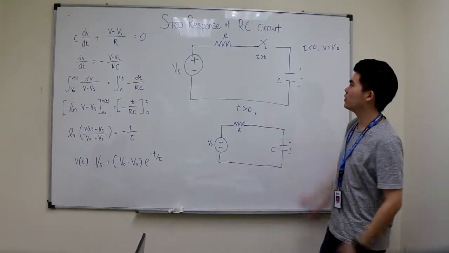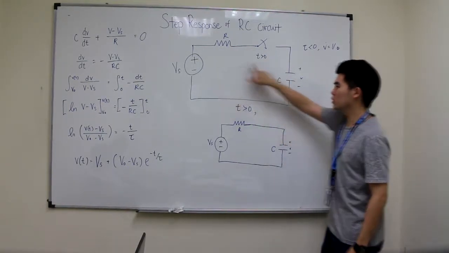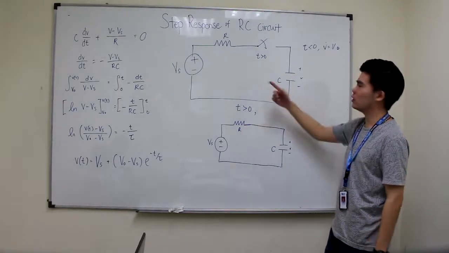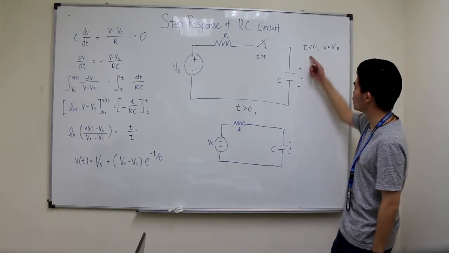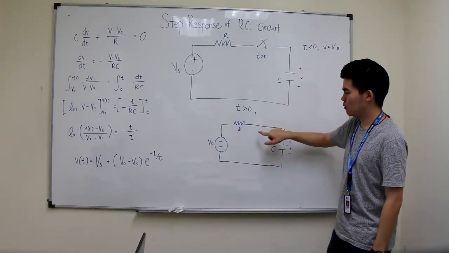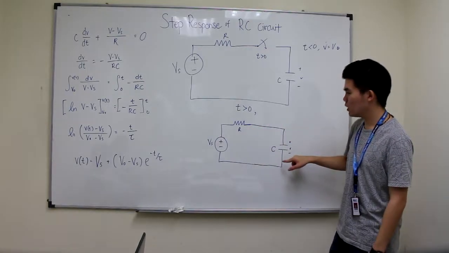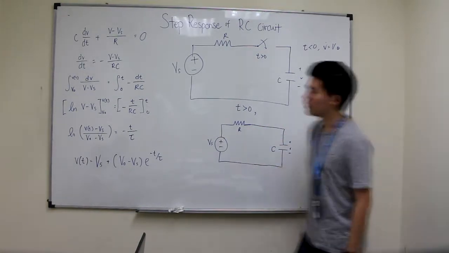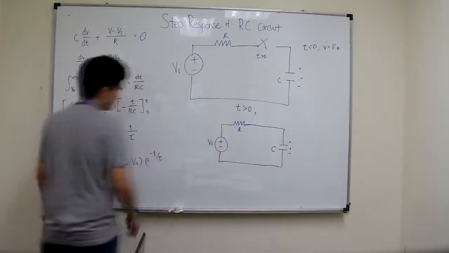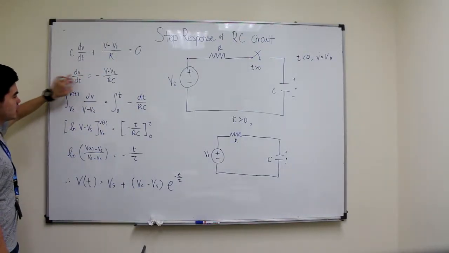Okay, based on this diagram, assume the switch is open, so there is no voltage flow throughout the circuit. So assume that the capacitor voltage will be V0. As the switch is closed, based on this diagram, there will be voltage flow, and we will apply KCL to find the capacitor voltage. After applying the KCL, we will find this equation and we will express dV over dt in terms of this equation.